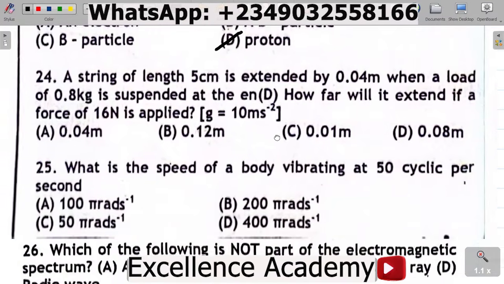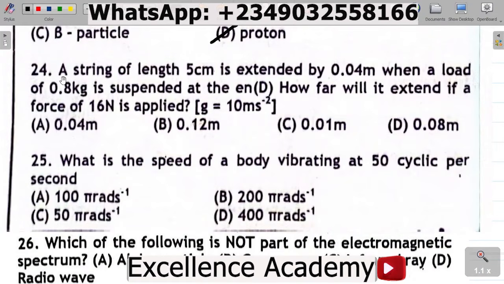That's the correct option. Question 24 says, a string of length 5 cm is extended by 0.04 meters when a load of 0.8 kilogram is suspended at the end. How far will it extend if a force of 16 Newton is applied? You're asked to take g as equal to 10 meters per second squared.